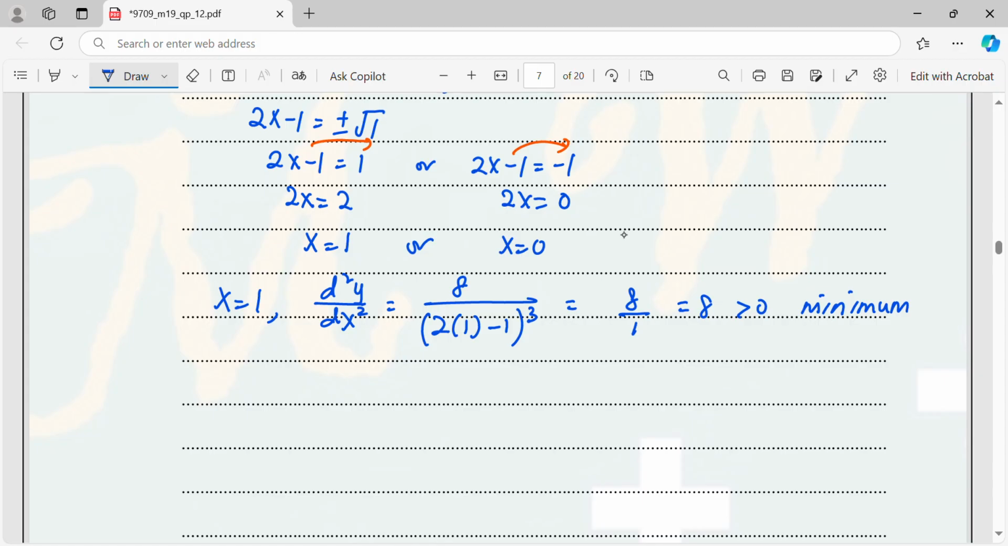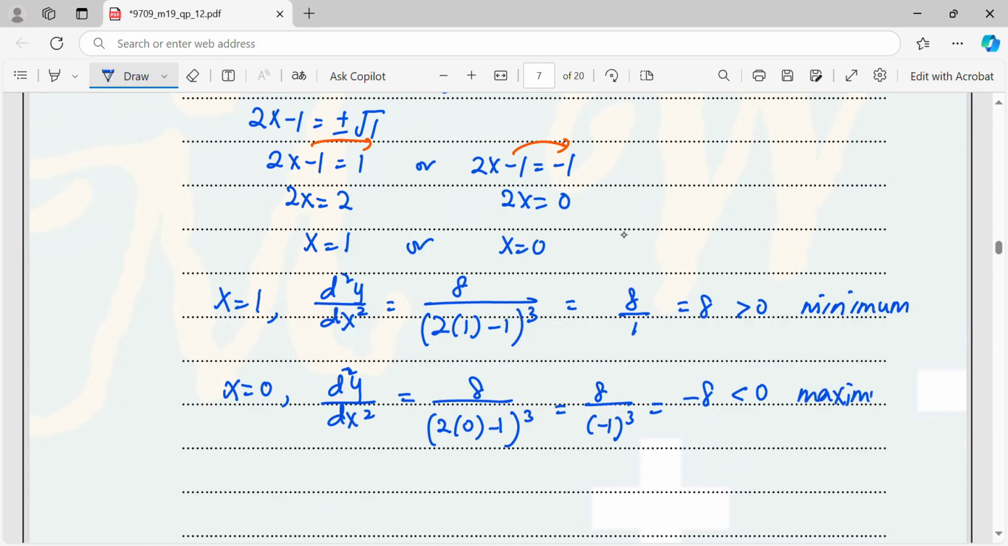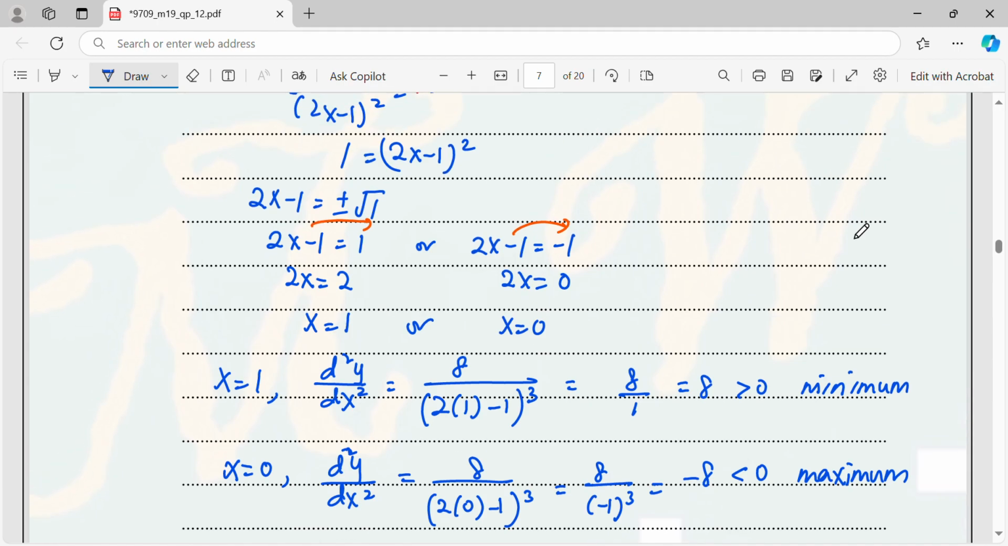So minimum. Then when x equals 0, your d squared y over dx squared is going to be 8 over (2x minus 1) cubed, where x is 0. So here becomes 8 over minus 1 cubed, that is minus 8, which is less than 0, and the conclusion is maximum. So that's the nature of the stationary points.